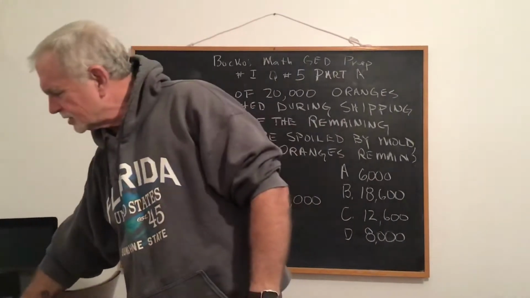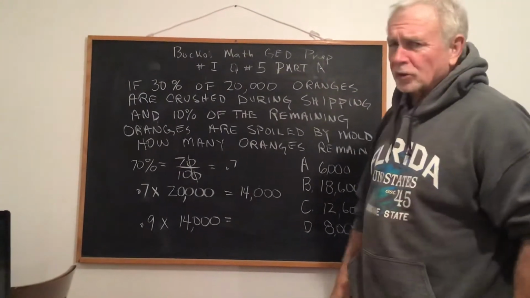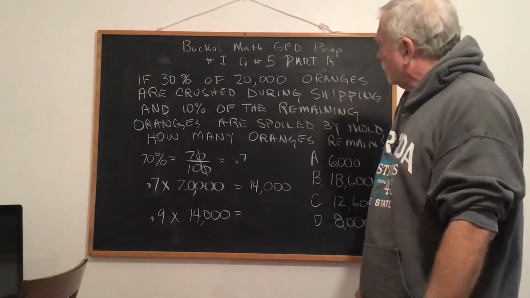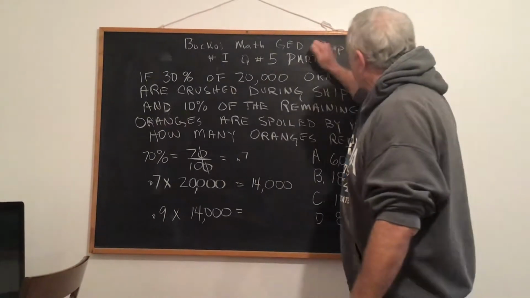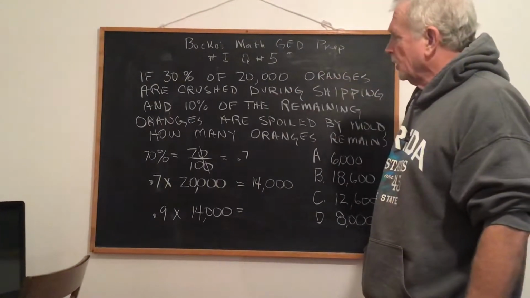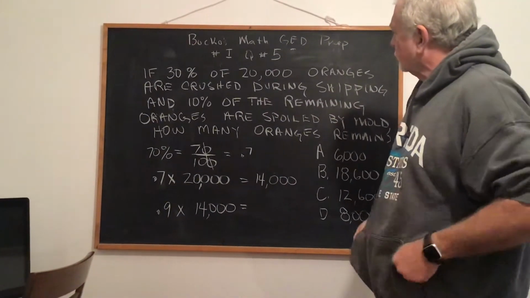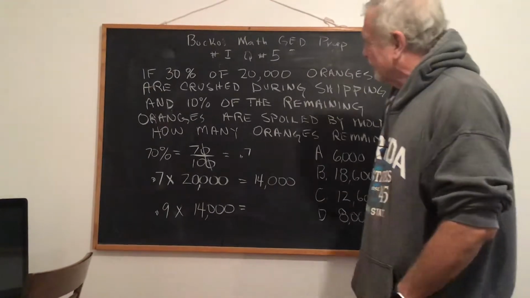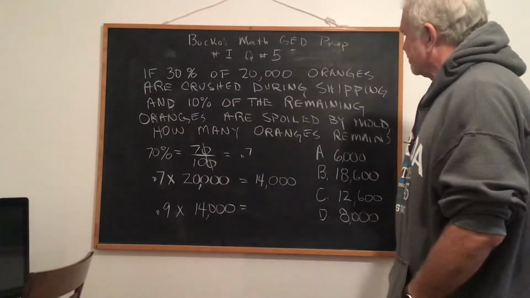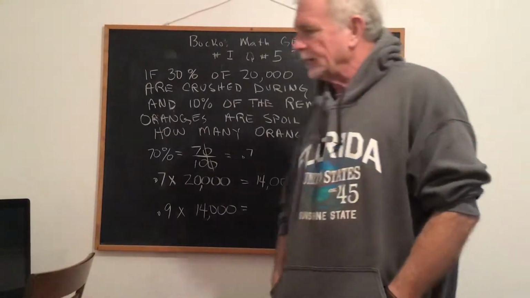Anyway, this is the Buckos Math GED Prep number 1, question 5. And there's no part A to it. Just gonna roll with it. We're not gonna do part A and B anymore. The question reads, if 30% of 20,000 oranges are crushed during shipping and 10% of the remaining oranges are spoiled by mold, how many oranges remain?